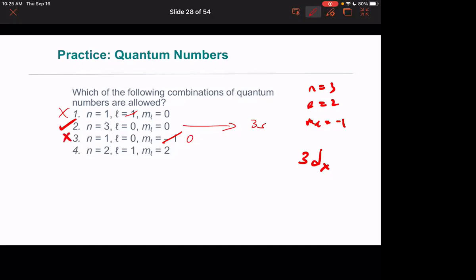So we said this was a no, right? And the last one, is that allowed? It is not allowed, Megan says, because of what? Right. That's no good, because the only ML values will be -1, 0, and 1. You cannot have 2. Questions?